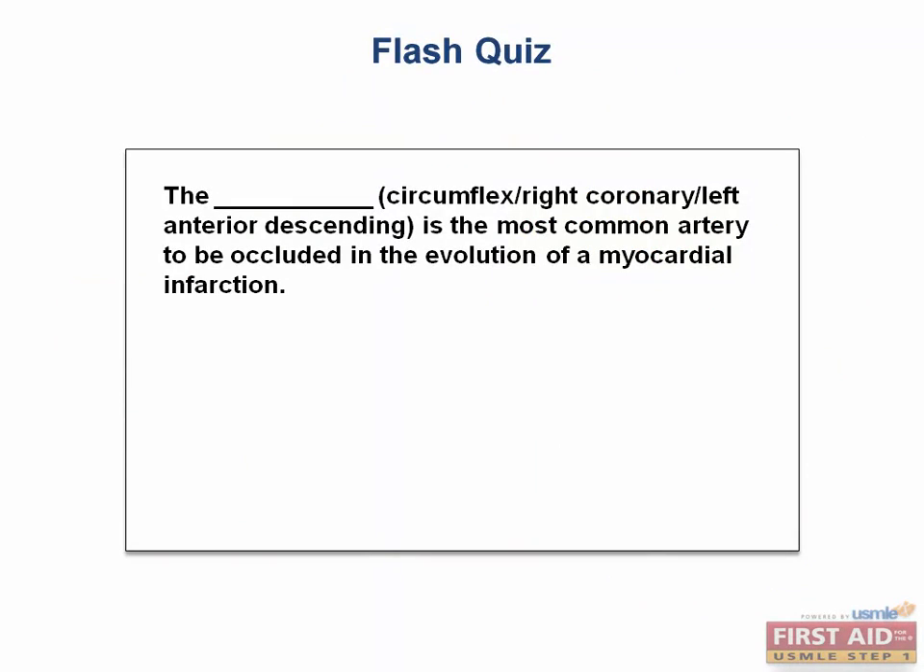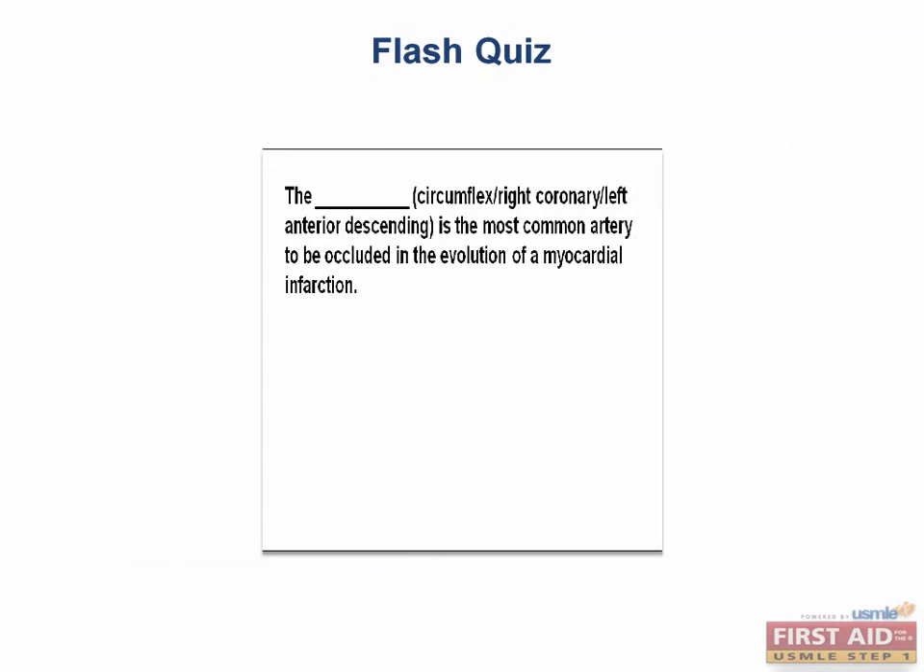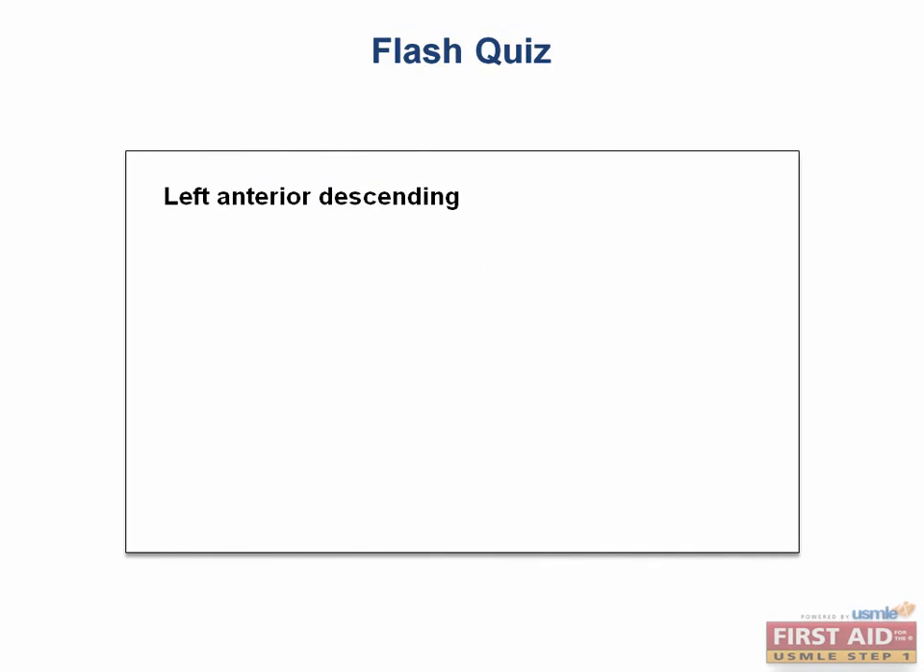Excellent. It's time for our first flash quiz. The blank is the most common artery to be occluded in the evolution of myocardial infarction. Your options are the circumflex, right coronary, the left anterior descending. This is kind of a tough question because we haven't discussed pathology quite yet, but I assume that you'll know the answer considering how we discussed the importance of the answer when we discussed the normal anatomy. It is the left anterior descending.